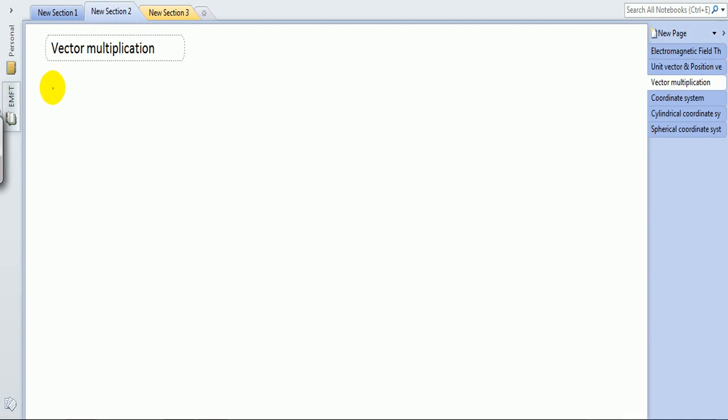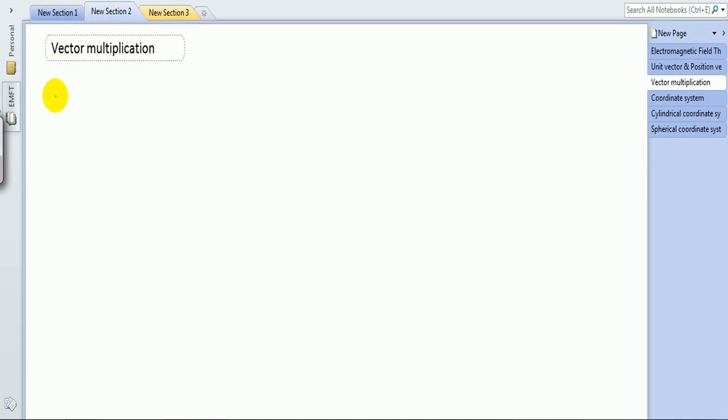As we have studied unit vector and position vector, now we will study vector multiplication. If you are given two vectors, then how can you multiply them? Basically there are two ways in which you can multiply two vectors.